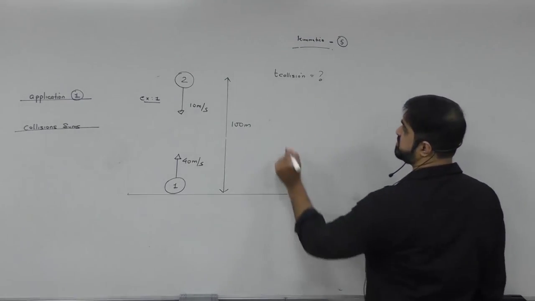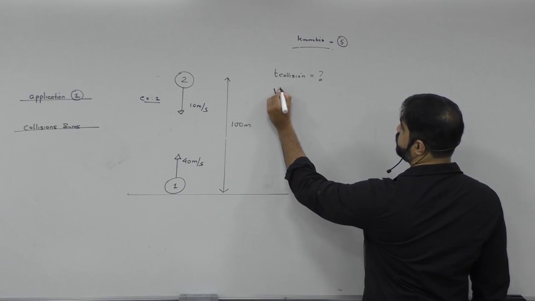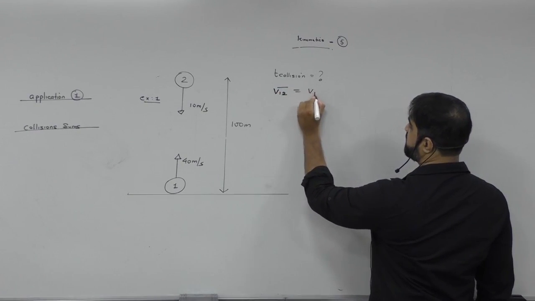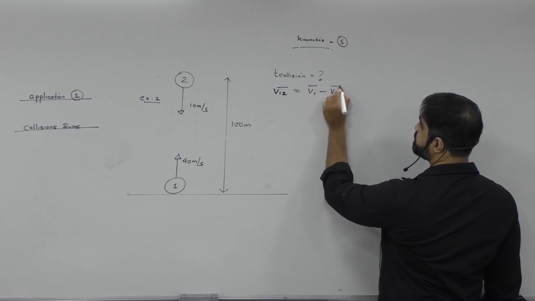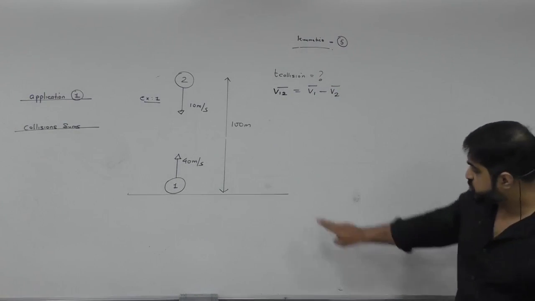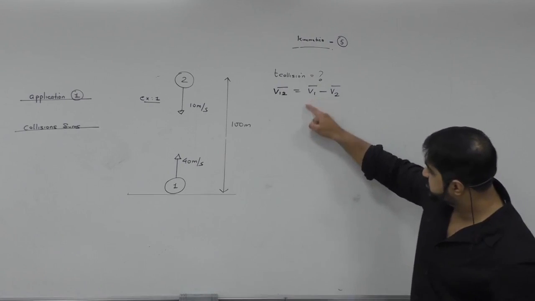We can know this also. Can I say V12 bar? Beta, look over here. It will be V1 bar minus V2 bar. Relative motion, no? What is V1 bar? Plus 40.